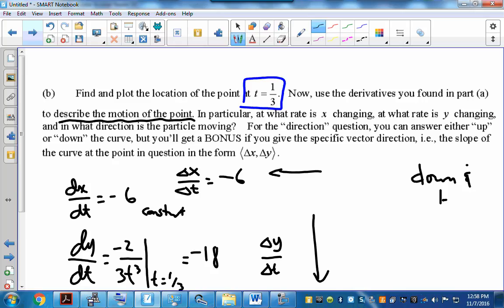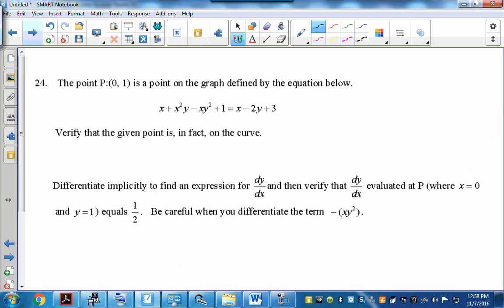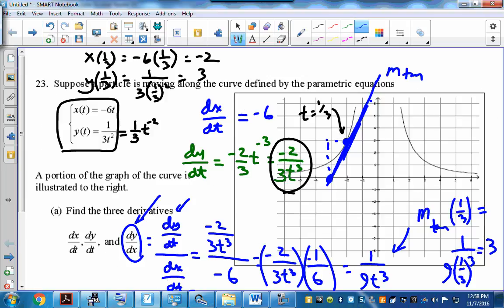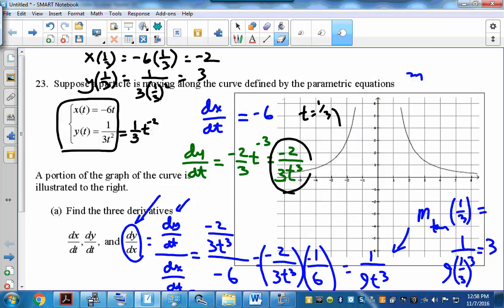and left. If we go back to the graph, that implies that we are moving along the curve like this. Okay, so this is our location, and we're moving this way. We're moving down and left. Okay, so down would be an appropriate thing to describe there.